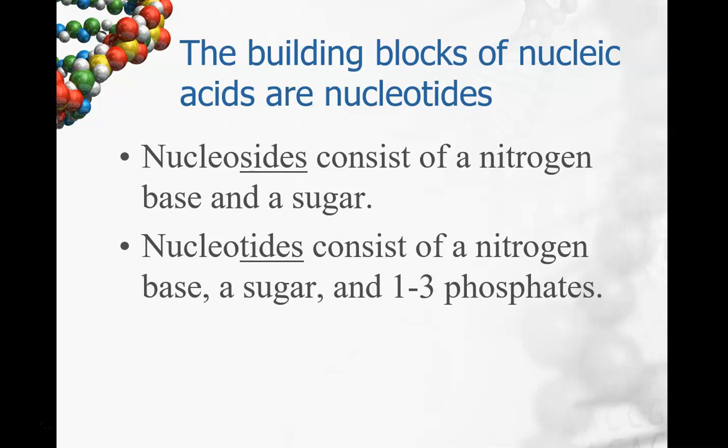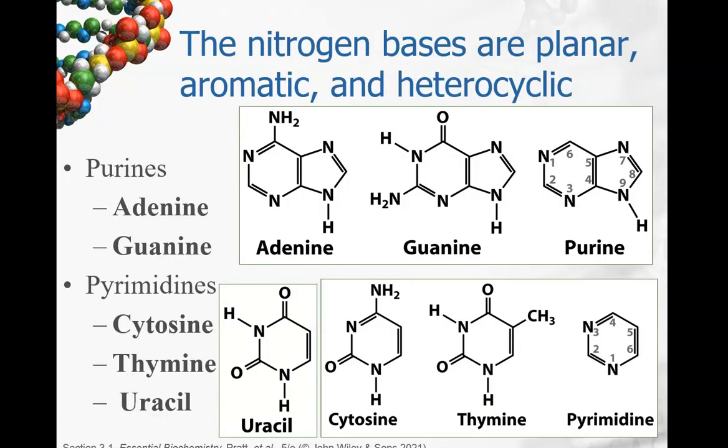So starting with the building blocks, the term nucleoside consists of a nitrogen base and a sugar, whereas a nucleotide is a nitrogen base, a sugar, and 1 to 3 phosphates. So here's examples of purines and pyrimidines. The purines are these two-ring structures, and the examples are adenine and guanine, whereas the pyrimidines are a single cyclic structure, and the examples are cytosine, thymine, and uracil.